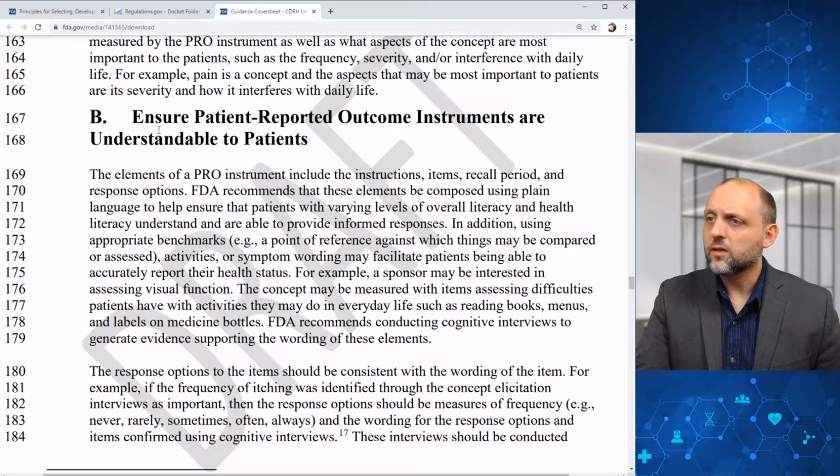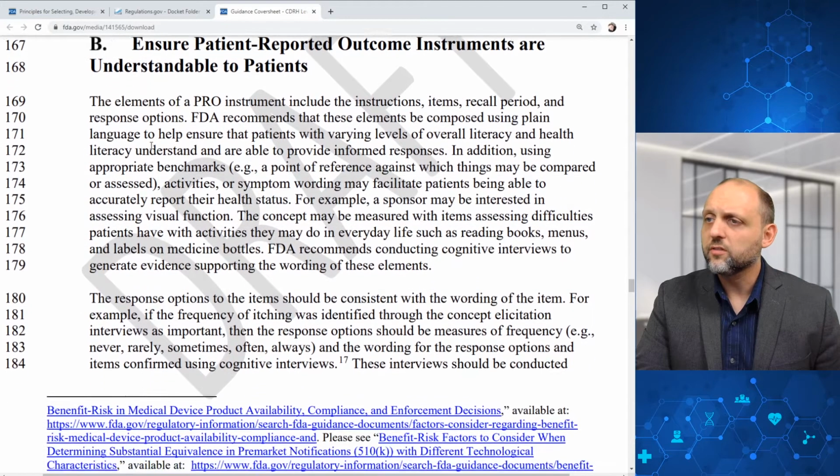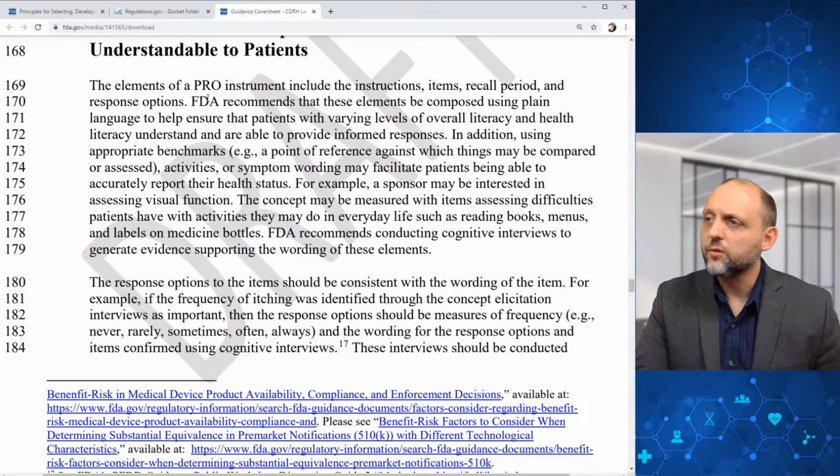Next, FDA writes, ensure patient-reported outcome instruments are understandable to patients. The elements of a PRO instrument include the instructions, items, recall period, and response options. FDA recommends that these elements be composed using plain language to help ensure that patients with varying levels of overall literacy and health literacy understand and are able to provide informed responses. In addition, using appropriate benchmarks, such as a point of reference against which things may be compared or assessed, activities or symptoms, wording may facilitate patients being able to accurately report their health status.